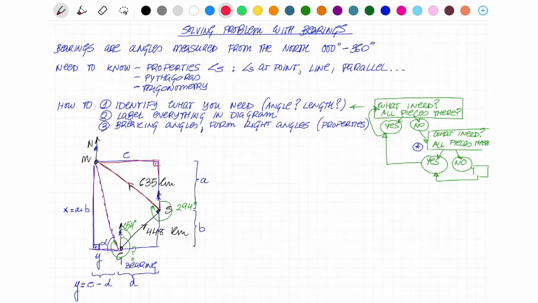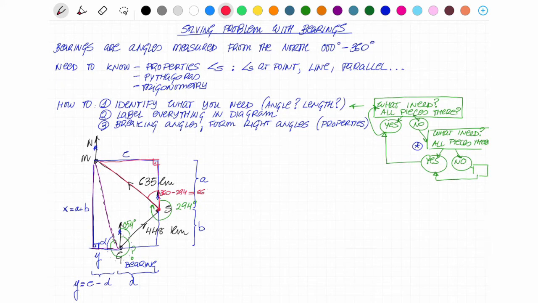And then I begin thinking, what do I know? Well, I can get this angle here, because I know that angles at a point, this point here, are going to add to 360. So I can think, well, this is 360 minus 294, which is going to be 66 degrees. Well, if I know that, I'm going to be able to get the A and get the C, which is a good thing.